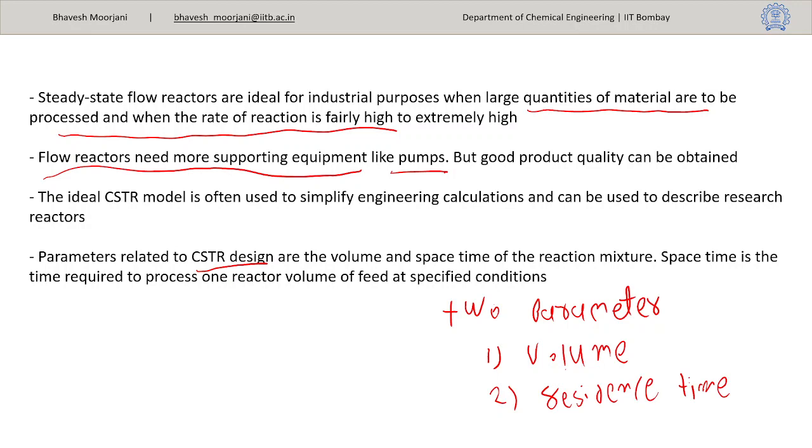So the combination of these two will determine, in a way, the performance of your reactor.